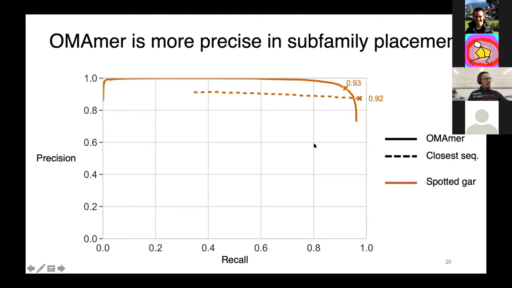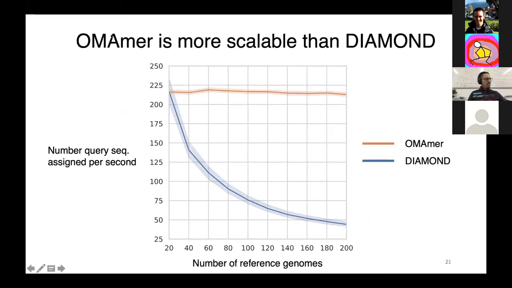And finally, the real added value of that method is that it's very fast because it's an alignment-free algorithm, and it's also very scalable. We have compared Omamere against a very fast alternative to BLAST, which is Diamond, and we have shown that we can classify above 200 sequences per second, regardless of the number of reference genomes. This is because when you add a new genome, you don't necessarily add new subfamilies or families, but you still have to make many more comparisons with Diamond, for example.